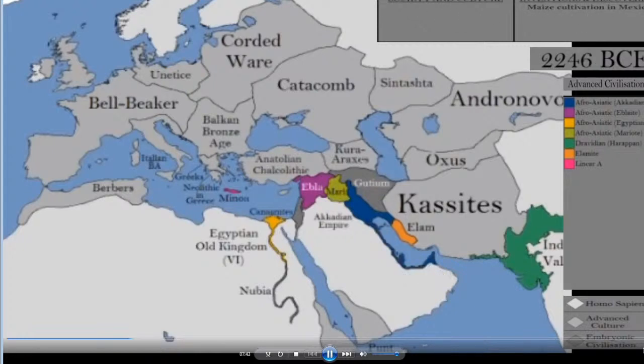Maize cultivation in Mexico. Akkad is the largest city on Earth. Okay, there you go, Akkad. Where's Akkad at? Doesn't show it.